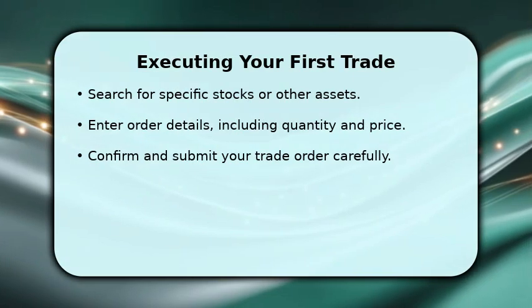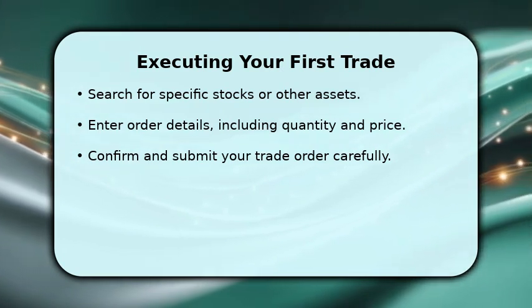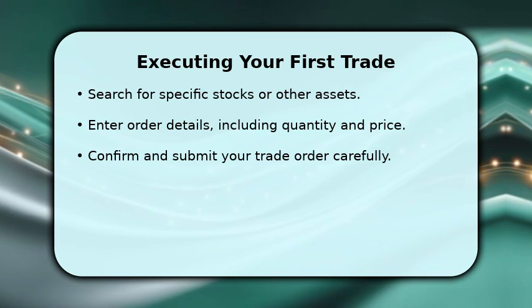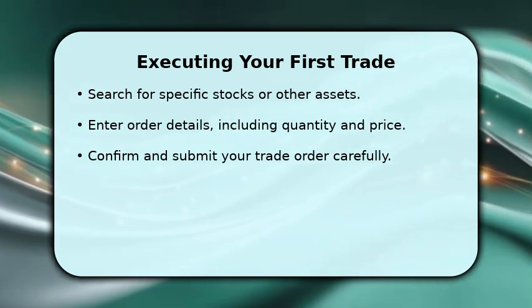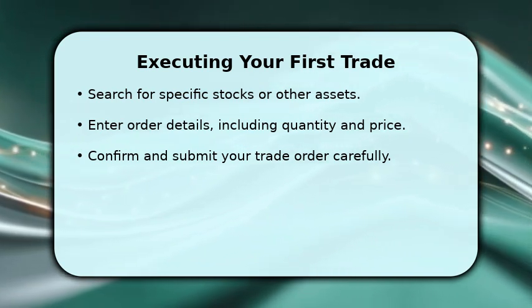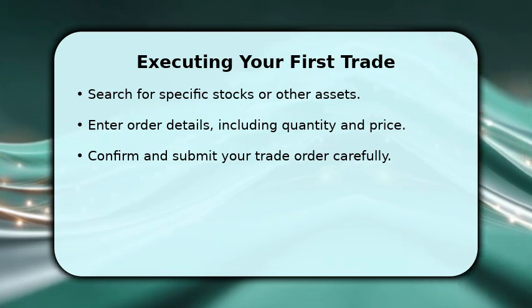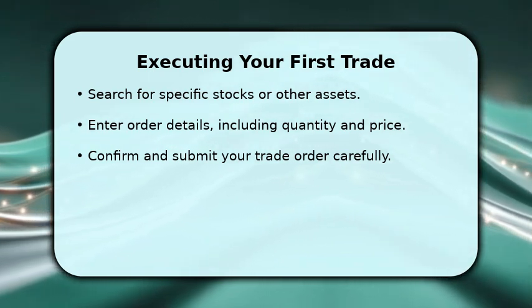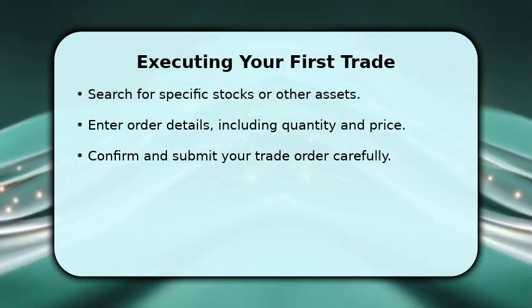Now let's place a trade. Use the search bar to find the specific stock, option, or other asset you wish to trade. Once selected, the order entry panel will appear. Here, you'll specify your order type, such as market or limit, the quantity of shares, and your desired price. Review all the details carefully before clicking the Submit button. A confirmation window will then prompt you to finalize your trade, ensuring accuracy before execution.